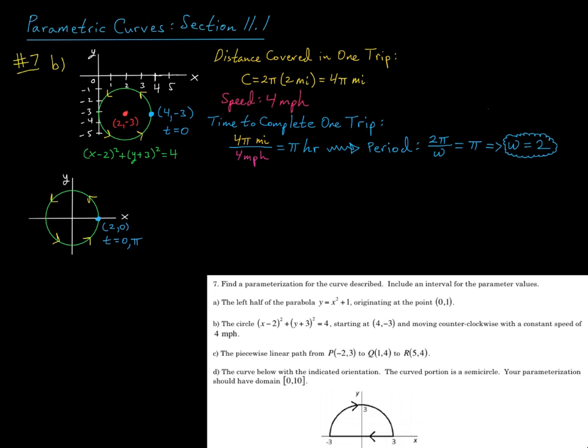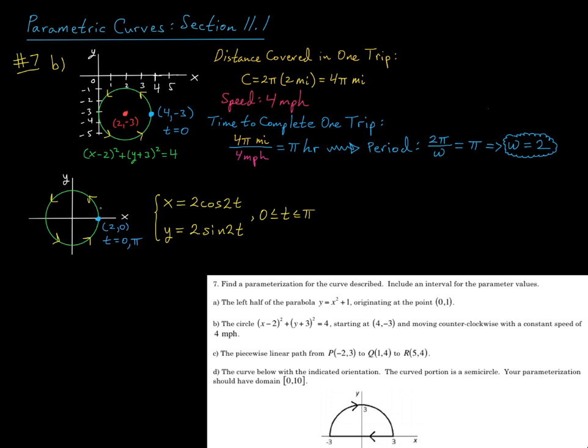Okay, so here's a parameterization for this circle. x is equal to r, which is 2, times the cosine of omega t, so cosine of 2t, and y is 2 times the sine of 2t, and t varies over the interval from 0 to pi.